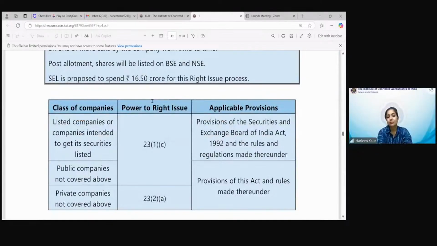Now, the chart seems so complicated, but such a simple line is written here. Listed companies, you're a listed company, please follow SEBI rules. You're a public company which is not a listed company, you follow the provisions of the Act. You're a private company, please follow the provisions of the Act. So whenever you're doing a rights issue, if you're a listed company, you have to follow the SEBI guidelines. If you're an unlisted public company or a private company, you have to follow the Companies Act.